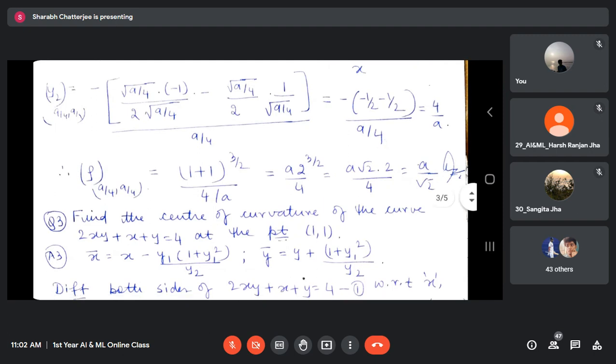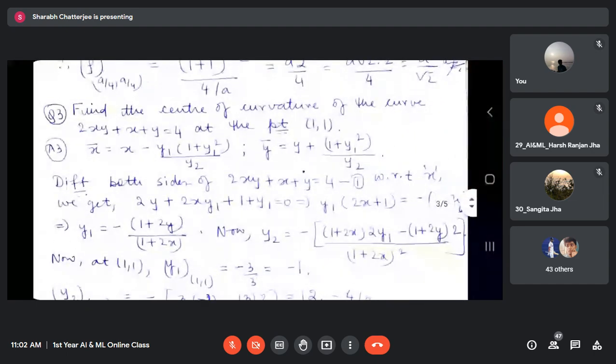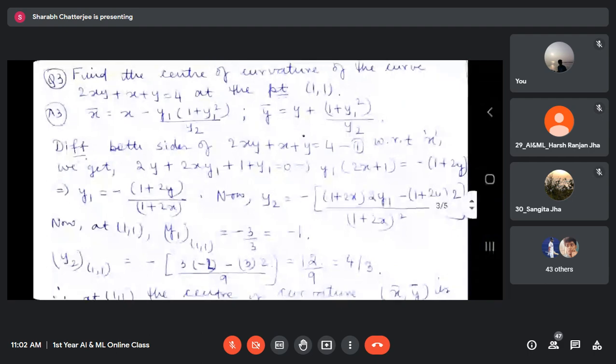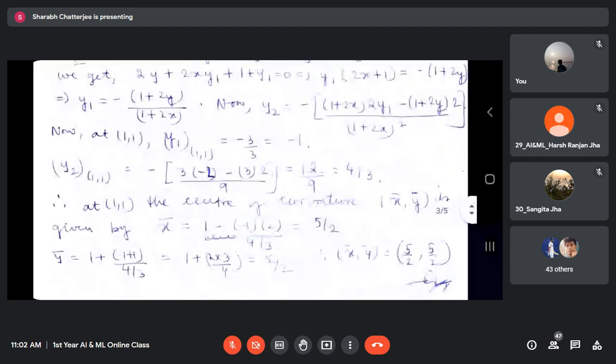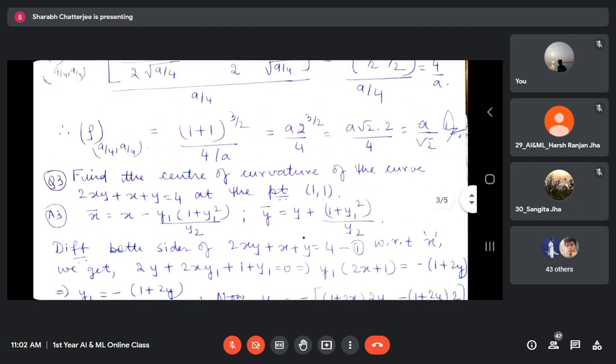Let us find. So the curve is given. We find out y1 and y2. The point is given to be 1, 1. So y1 at 1, 1 is minus 1. y2 at 1, 1 is 4 by 3. When you put these in, the center of curvature is 5 by 2, 5 by 2. Done. Got it? Is that okay? Very mechanical. You simply have to remember the formula. Is that okay? Yes, sir. Chalo.